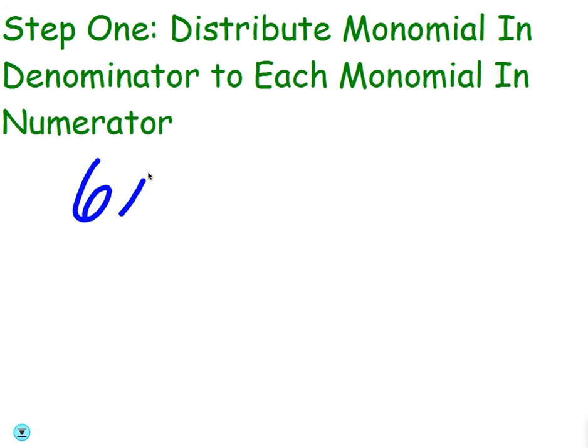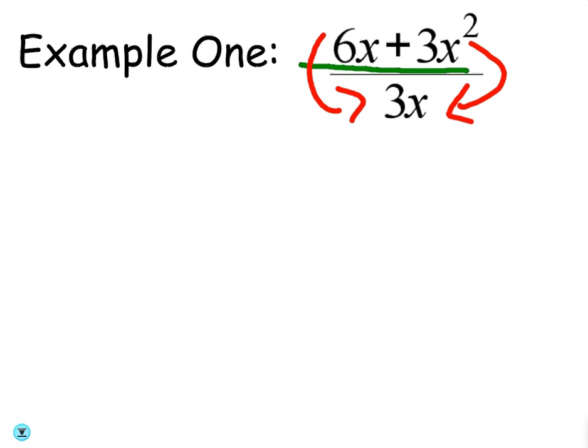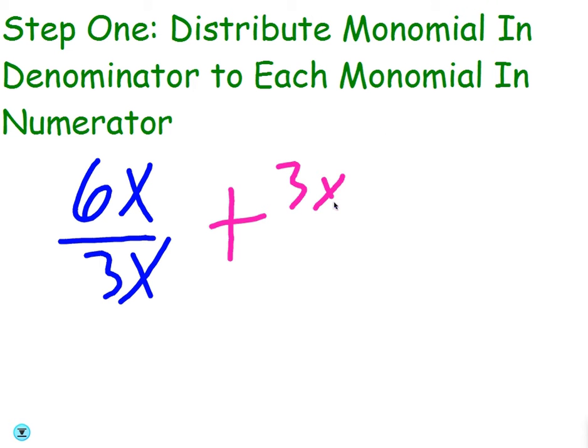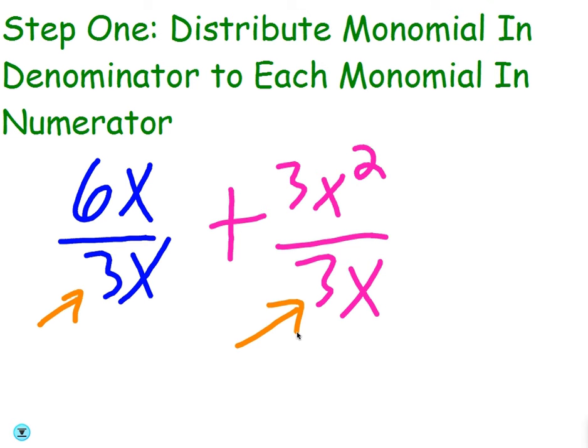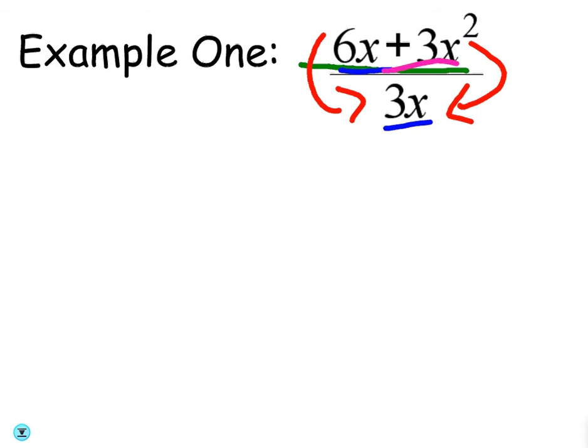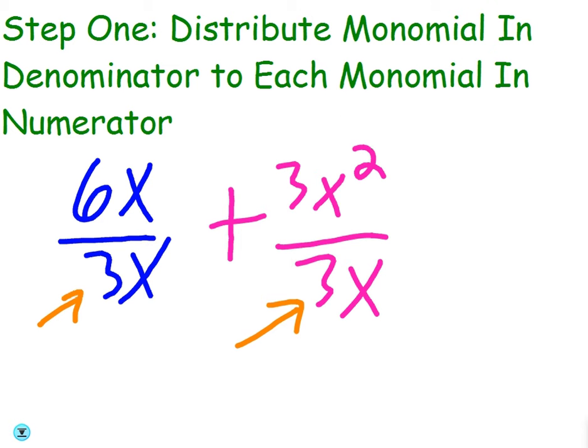We're going to have 6x over 3x, okay, and it's going to be plus, so whatever this sign is, the next sign is going to carry over. So it's going to be plus 3x squared over 3x. Okay, so this term on the bottom should be the same. For this particular lesson, there's only going to be one term on the bottom. So it should look just like that.